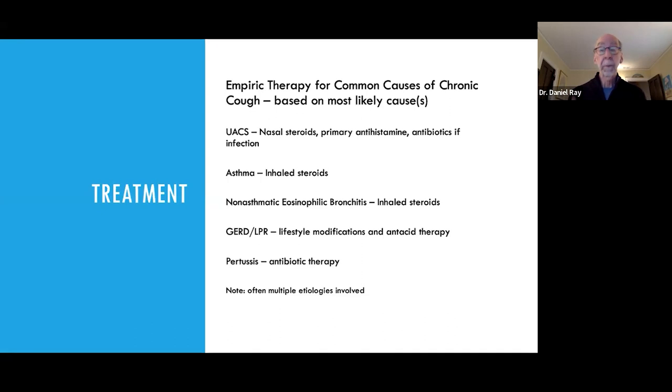If we think there's asthma, then we talked about 2 to 4 weeks of a moderate to high dose inhaled corticosteroid. Non-asthmatic eosinophilic bronchitis, again, 2 to 4 weeks of moderate to high dose inhaled corticosteroids. And then if we think that there's gastroesophageal reflux or laryngopharyngeal reflux, then lifestyle modification, so head of the bed up plus antacid therapy for 2 to 3 weeks, to see if there's improvement. Pertussis, antibiotic therapy, if it's close to the onset and they're only a few weeks into it. After that, probably it's not going to help.